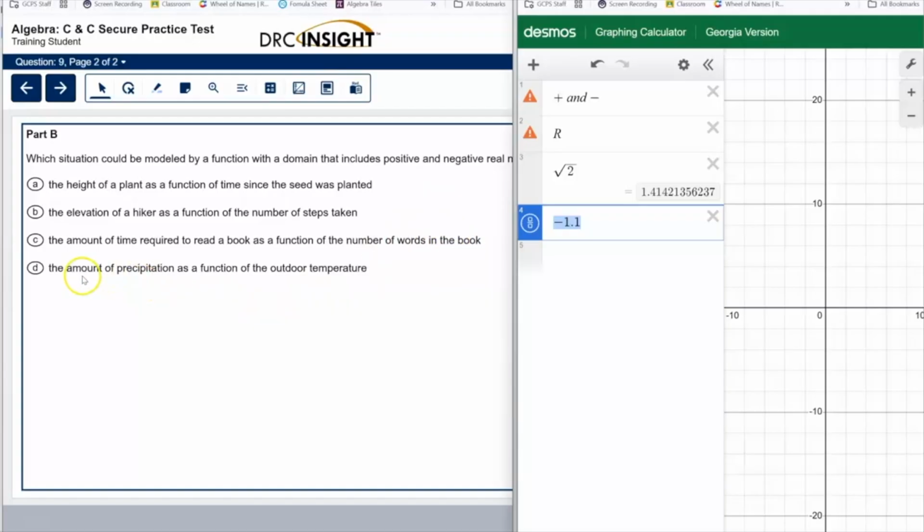The last one, the amount of precipitation as a function of the outdoor temperature. All right, so let's think about temperature. If it's 80 degrees or 80.5, can I have that? Yes. But if you go up north and it's the dead of winter, can I also have negative 3.4 degrees? Absolutely. So that's what I'm looking for. Positive and negative real numbers.